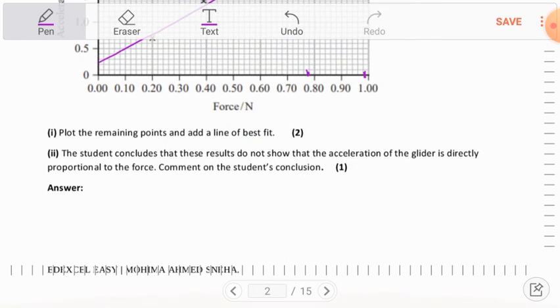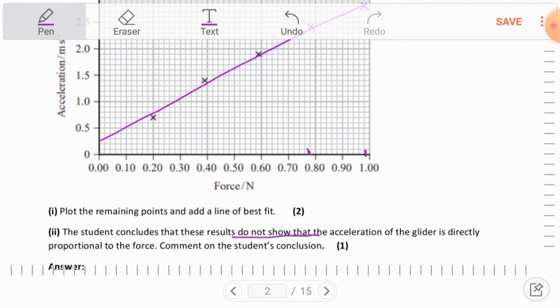In part B2, it says the student concludes that these results do not show that the acceleration of the glider is directly proportional to the force. Comment on the student's prediction. So the student predicted, after the graph, that the relationship between acceleration and force is not directly proportional. So we need to conclude whether this comment is correct or not.